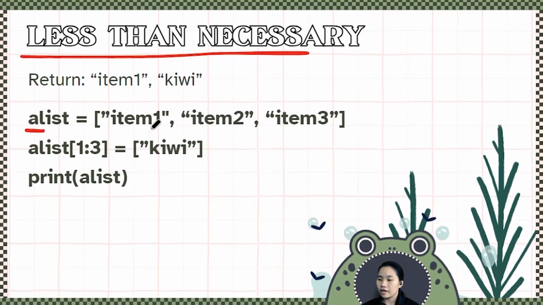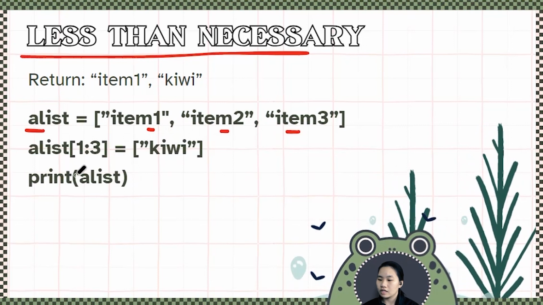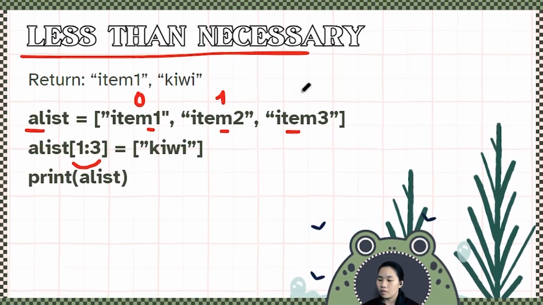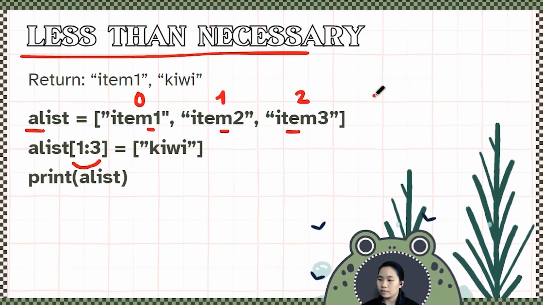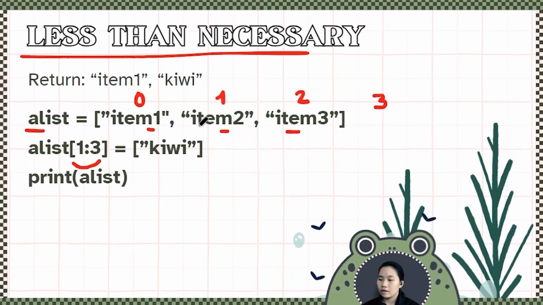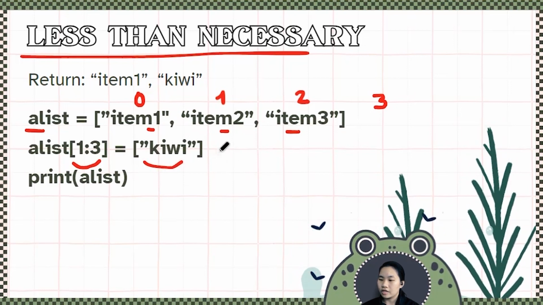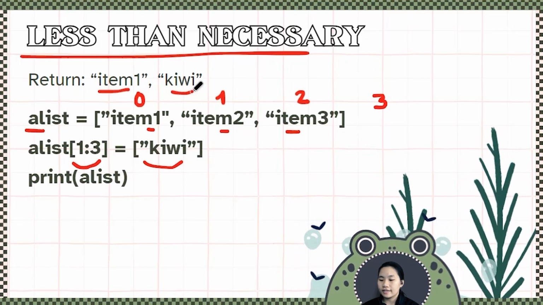A list with item 1, 2, and 3. Index 0, 1, 2. Now we don't have 3, and we only give one value, which is kiwi. We would get a return of item 1 and kiwi.